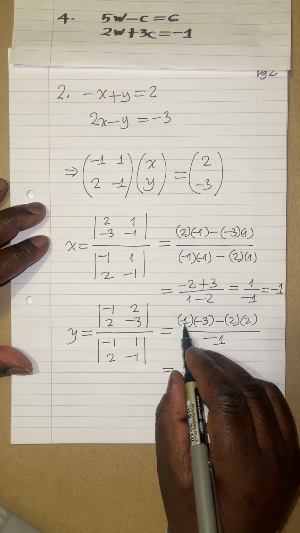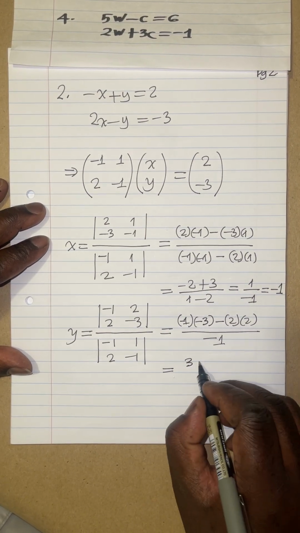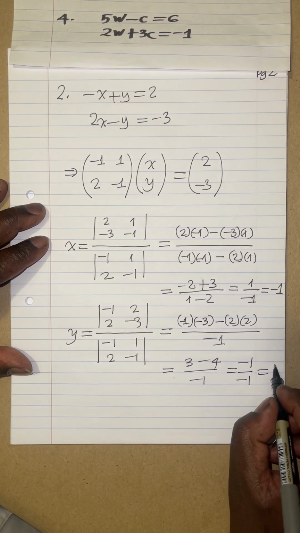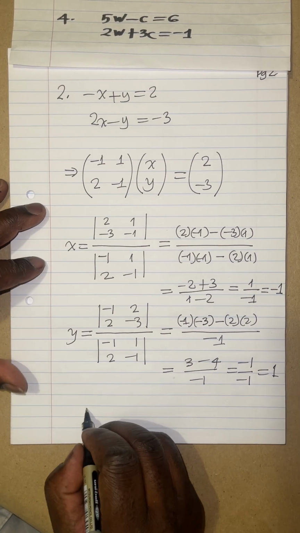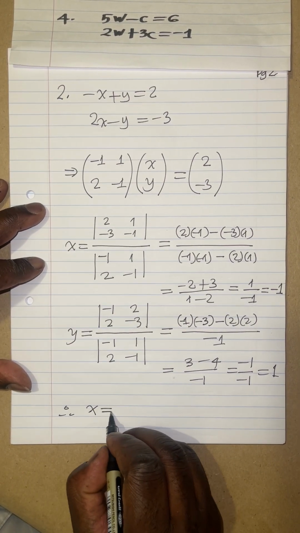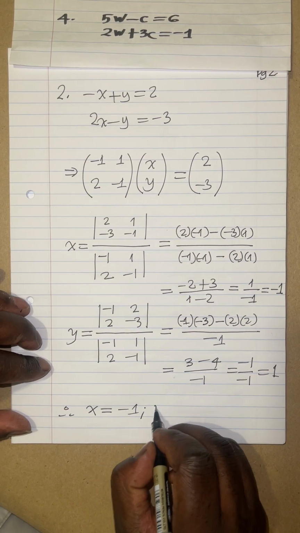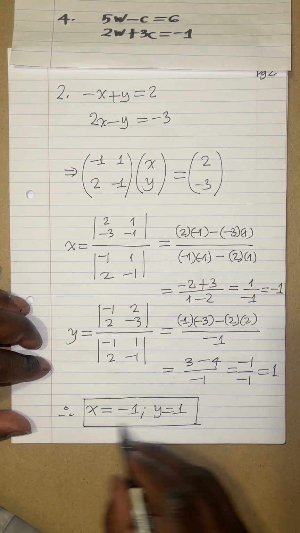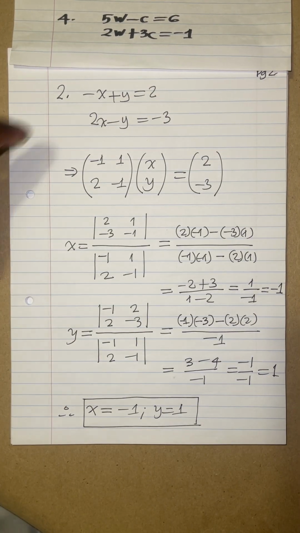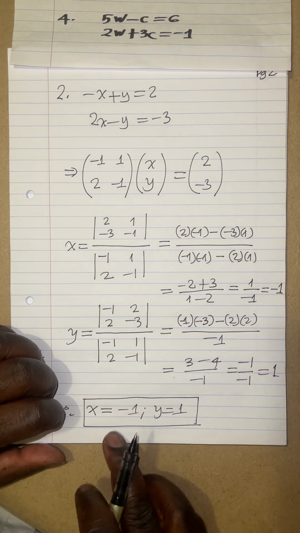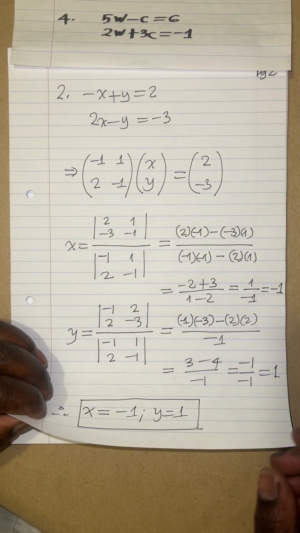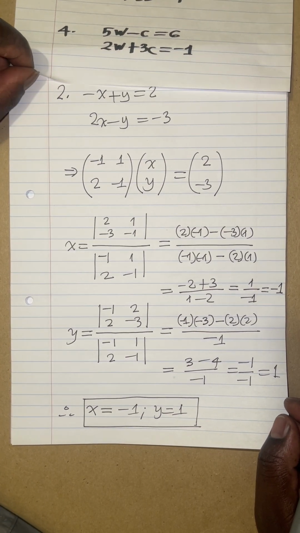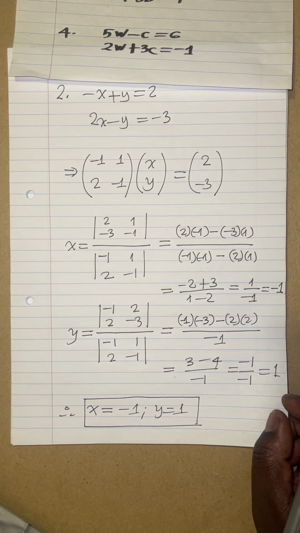So what does this give us? Minus 1 times minus 3 is positive 3, and then we have minus 4, all over minus 1. Obviously, that's minus 1 over minus 1, and the answer is 1. What are we saying? Therefore x equals minus 1, y is equal to 1. These are the values. Yet again, substitute these two values into the two linear equations. You'll see that these numbers truly satisfy those two equations. You can also solve these equations by conventional methods of solving simultaneous equations, and then check if the answers agree with mine.